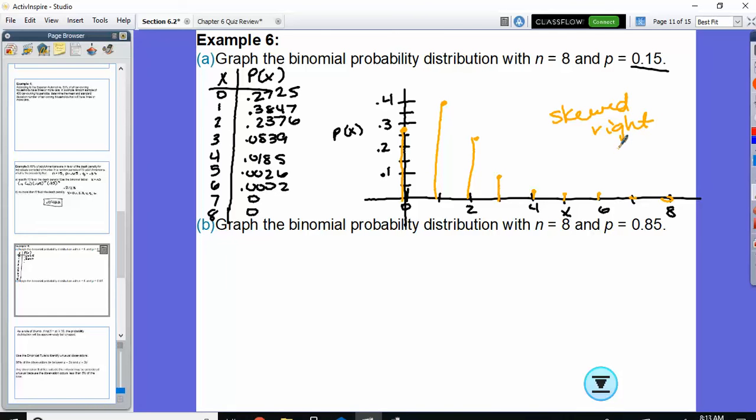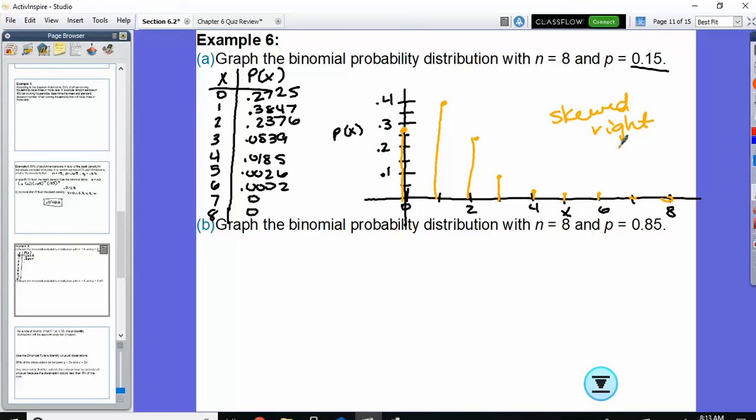So if I asked you to create or graph a probability distribution, could you guys do that for me? And describe the shape of it? Do we need to do another one, or are we good with that? Okay.